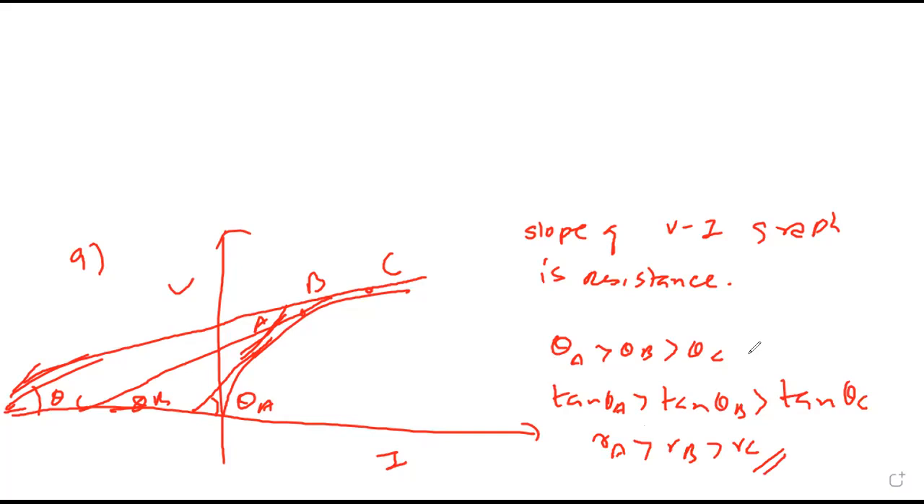So whenever a V-I graph is given and they want resistance, you have to find the slope.